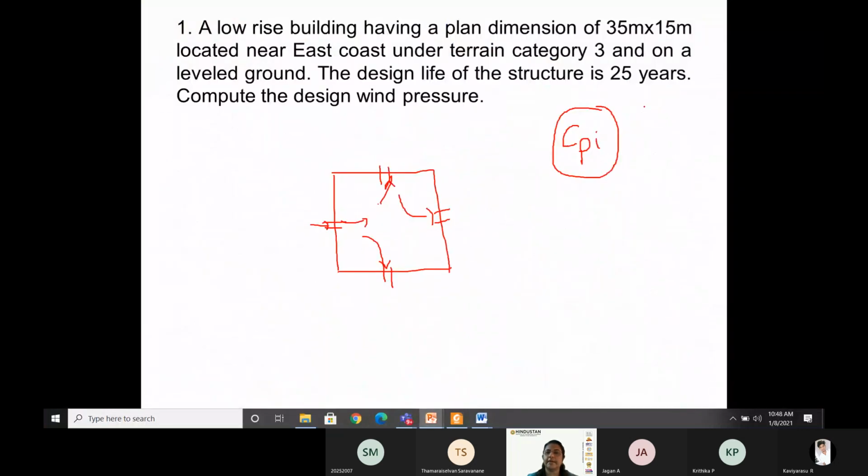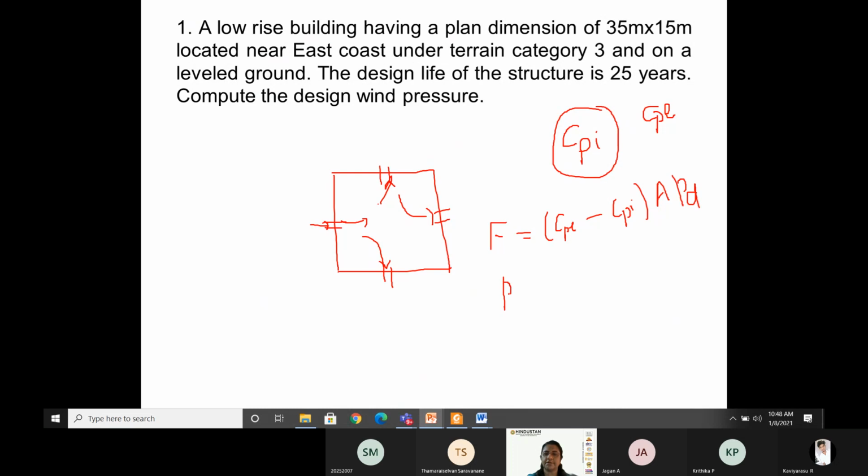Once you know CPE and CPI, the wind load on the structure, F, is equal to (CPE minus CPI) multiplied by the surface area on which the wind is acting, multiplied by the design wind pressure.